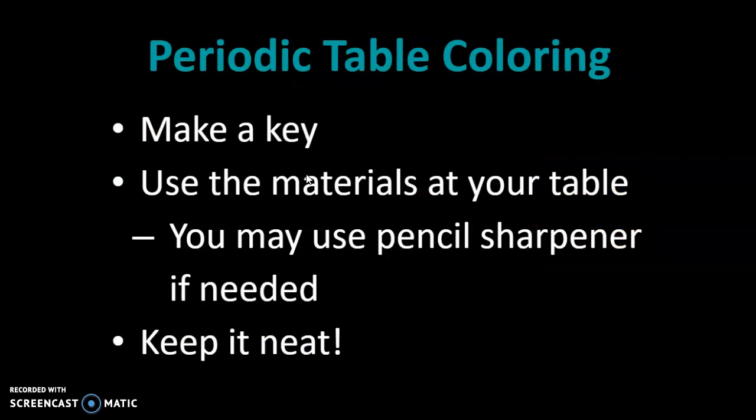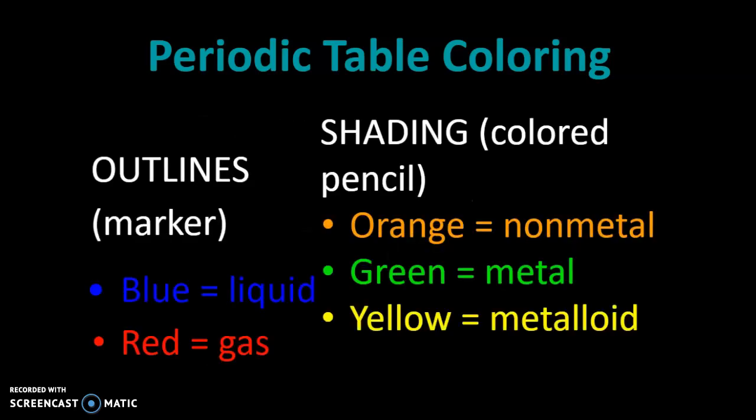Now, what you're going to need is some colored pencils, and also some markers maybe. We are going to organize the periodic table based on their characteristics. The outlines, you're going to need a blue and a red to indicate the liquids and gases, and the shading, you're going to need orange, green, and yellow to indicate the nonmetals, metals, and metalloids.